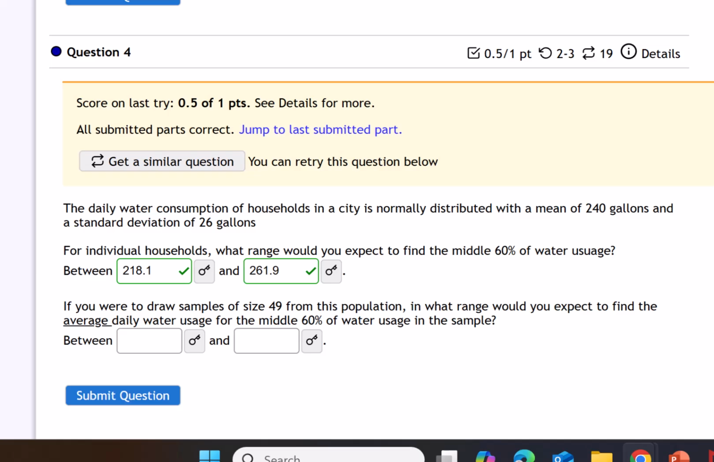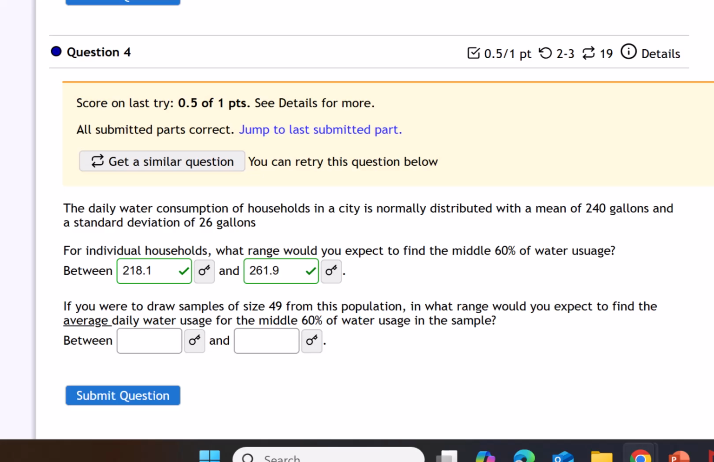The second part says, if you were to draw samples of size 49 from the population, in what range would you expect to find the average daily usage for the middle 60% of water usage in the sample? In the first part of the question, we're looking at the range of the middle 60% of water usage. And in the second part, we're looking at the average daily water usage. This means we need to use the central limit theorem.